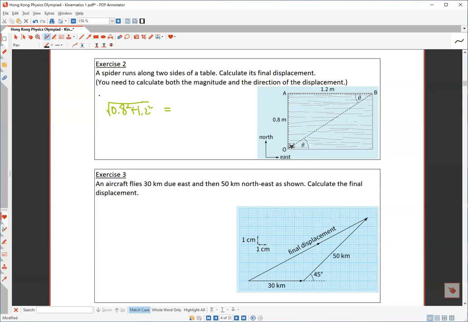This is the displacement. Let me use a symbol S. If you want to find the direction of it, I think you know how to do it. Just use the trigonometric function. So tangent theta is 0.8 over 1.2, and then you can also express the direction of the displacement in terms of the polar bearing or the true bearing.